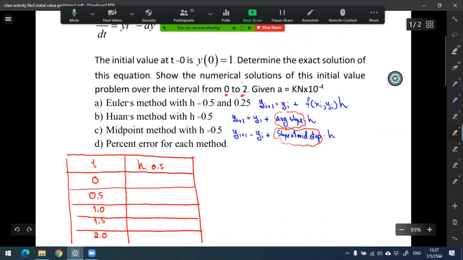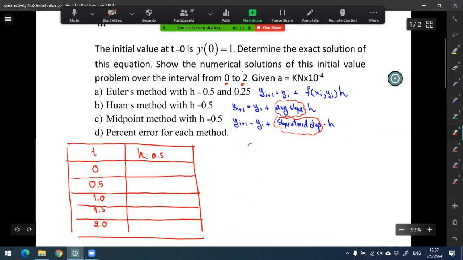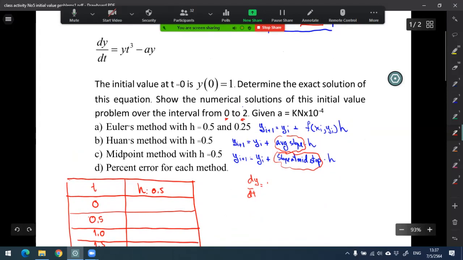Then we have the equation dy/dt = y t^3 - a y. A, for you, a represents your key number, right? Okay, but for me, I would like to use a as 1.5 because I have the solution already.